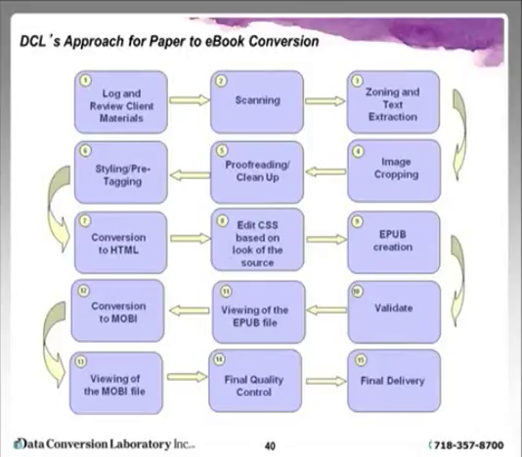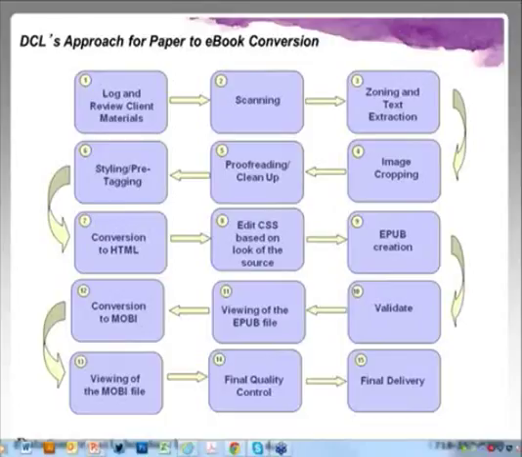So here we have our flow chart of what happens to every book that comes in and how we handle it. So when we initially get the materials, we obviously look through it and see, is there anything in here that we've never seen before, anything different that's going to need special attention. If it's coming from paper, then we have to go through the scanning process of actually getting it into a digital format.